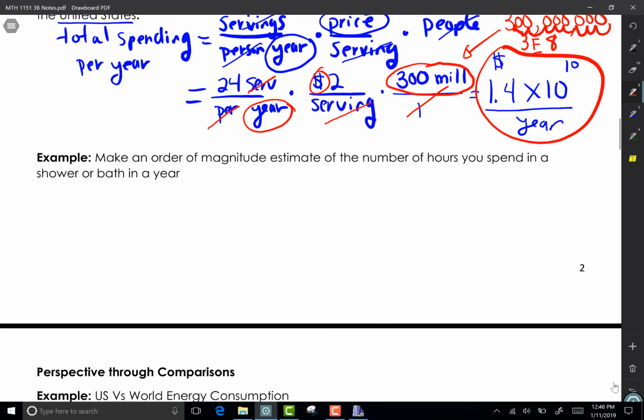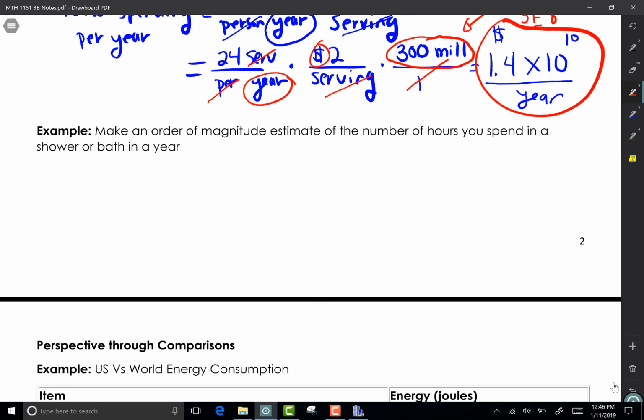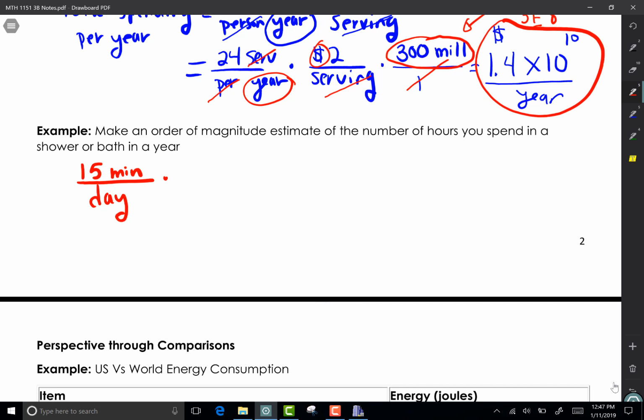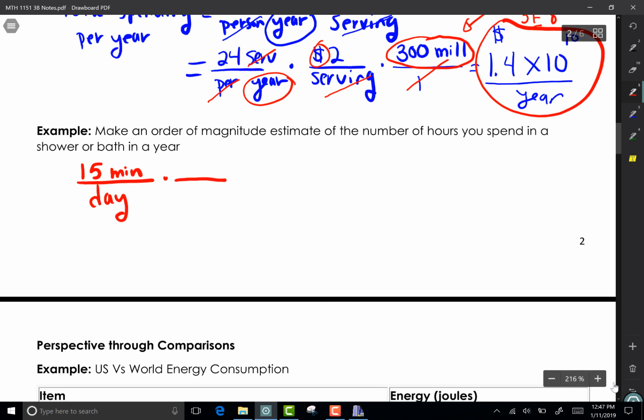Okay, now it says make an order of magnitude estimate of the number of hours you spend in a shower or bath per year. So for me personally, I would say every time I take a bath or a shower, I'm probably in the shower for about 15 minutes. So I would say 15 minutes per day. But we're trying to figure out how many hours per year. So I want to change minutes to hours, and I want to change days to years. So to get rid of the minutes, to change it to hours, I'm going to say there's 60 minutes in 1 hour.